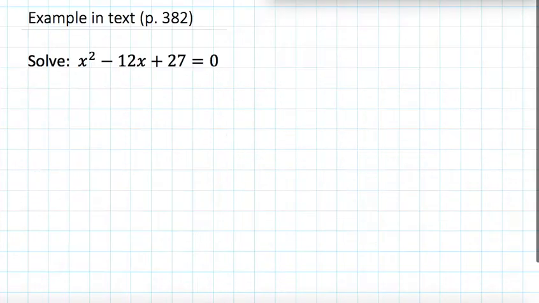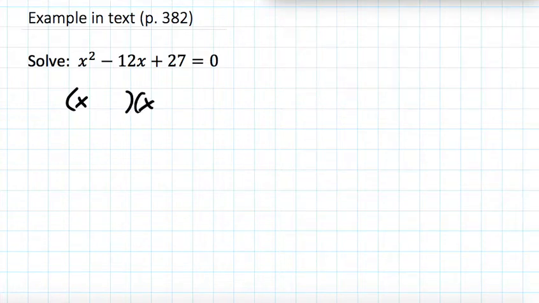So we're going to look first at a problem that's in the text. This is on page 382. It's not one of the example problems, but it's a little bit simpler, and I wanted to start with the most basic type of problem. So this problem says to solve x squared minus 12x plus 27 equals 0. We already have 0 on one side, so we can go right to the factoring step. I'm going to factor this into two sets of parentheses. And I'm looking for two numbers that multiply to 27 and add to negative 12. That's going to be negative 9 and negative 3.